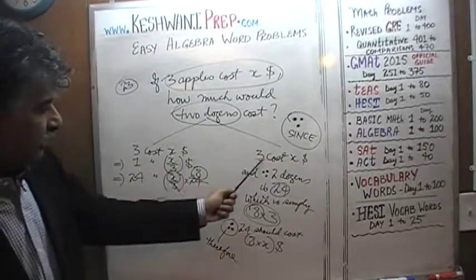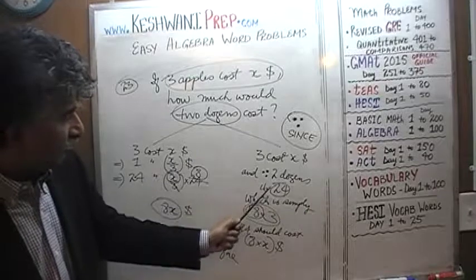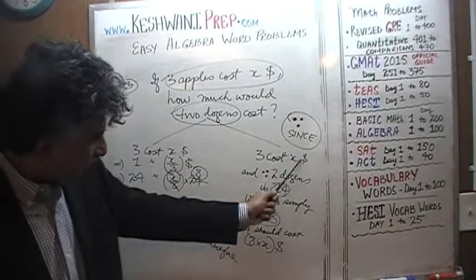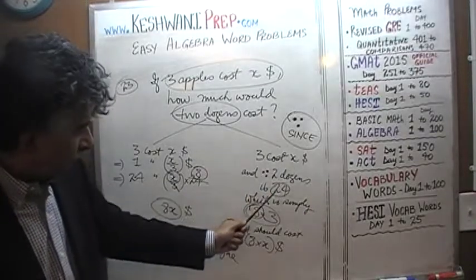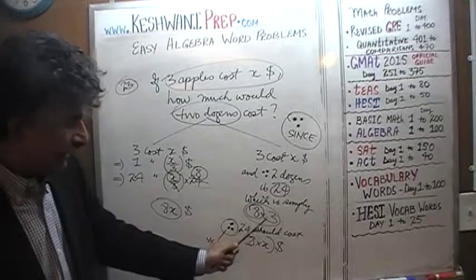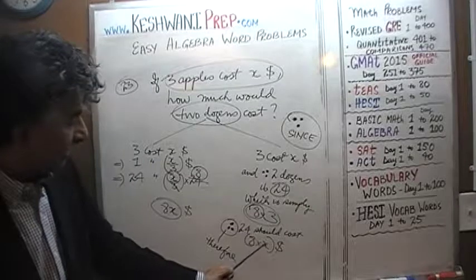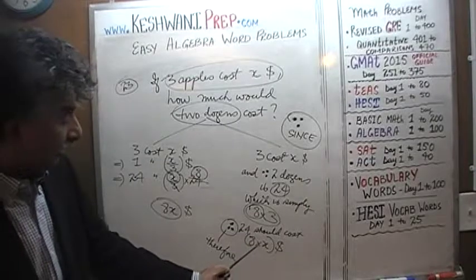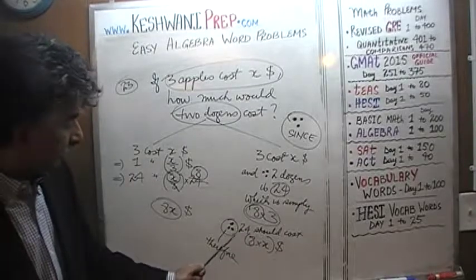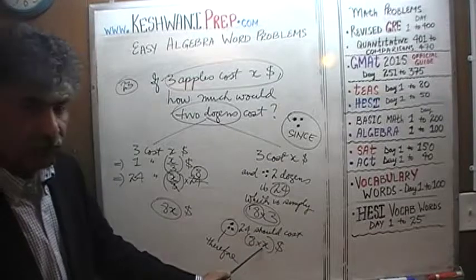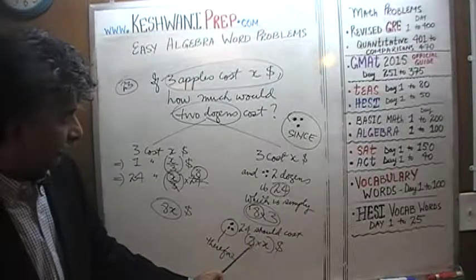So one more time, 3 costs X dollars, and since 2 dozen is 24, which is simply 8 times 3, therefore 24 should cost 8 times the cost of 3 apples. 8 times X, because cost of 3 apples was X, 8X dollars.